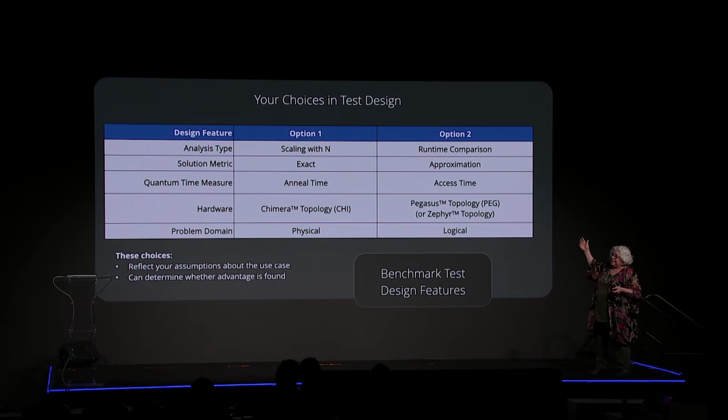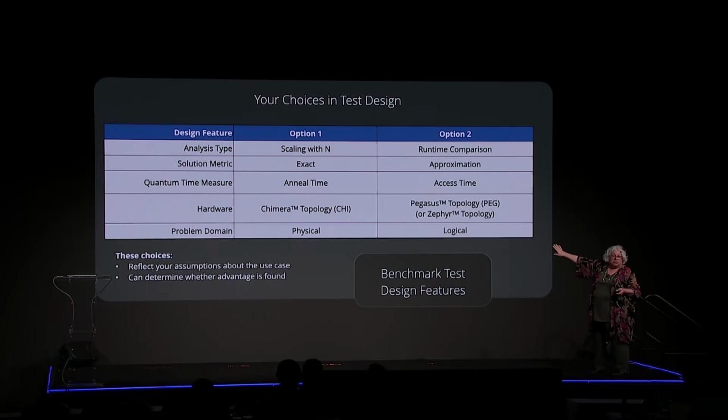To go over them quickly, the first is analysis type, where you have two choices. You either do a scaling analysis, which means you put n on the x-axis and performance on the y-axis, and somebody fits a regression line and says, here's how it scales. That's opposed to a runtime comparison, where people ask how fast it is, and you say it took 20 milliseconds as opposed to 200 milliseconds. It's more like a stopwatch comparison.